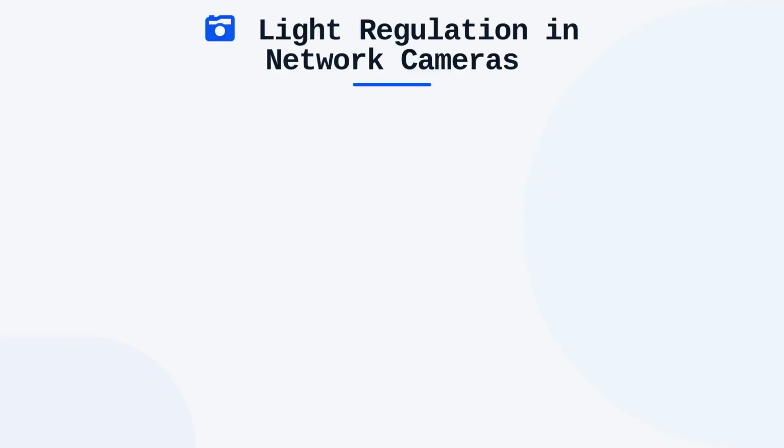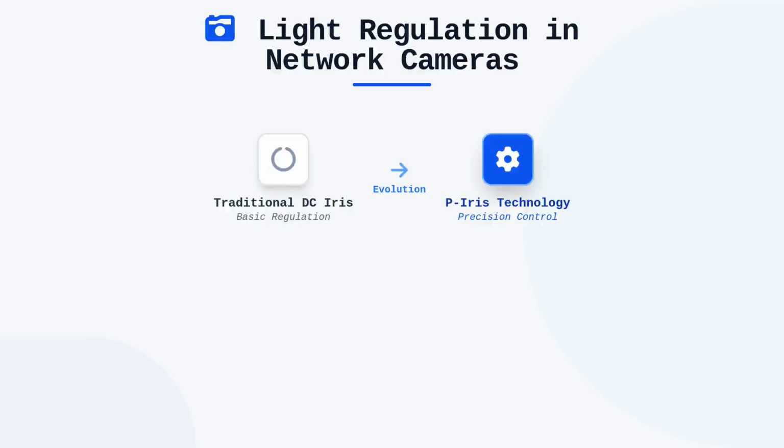Welcome to this module, where we will examine the intricacies of light regulation in modern network cameras by focusing on advanced iris control mechanisms. In this chapter, we will dissect the mechanical and algorithmic evolution from traditional DC iris systems to the precision of P-iris technology.